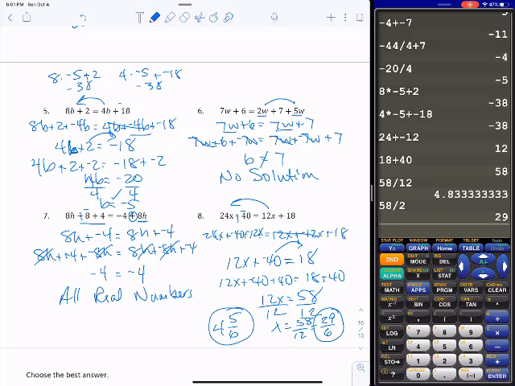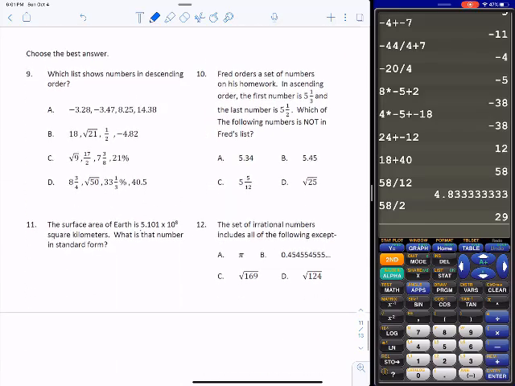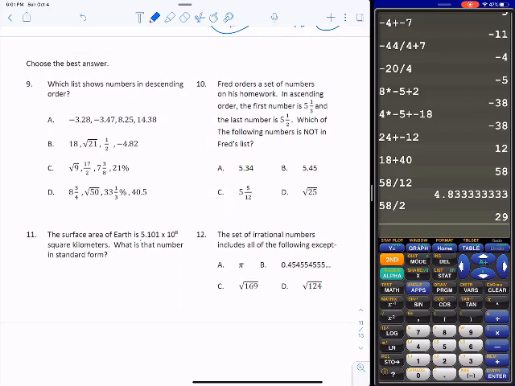Okay, so if you get a repeating decimal, you have to give me the answer as a fraction. That's kind of a strange thing, but that's what you do. And this 29 over 6 is perfectly fine. You don't have to simplify it any further. Okay, so now let's look at the rest of this test.